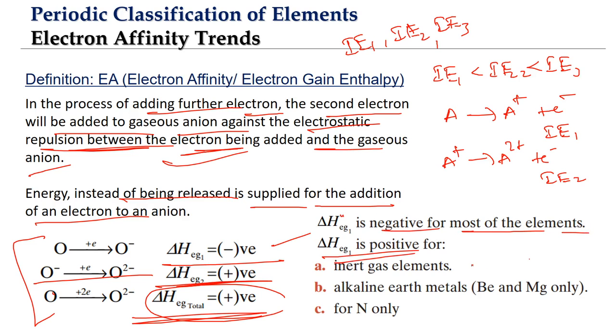What are the exceptions? Like we said, inert gases: already they have a stable arrangement, ns2 np6. We are trying to add an electron, which is going to disturb the stable arrangement. So instead of energy being released, we have to supply energy to disturb this. Similarly, alkaline earth metals, beryllium and magnesium, not all of them, since they already have this stable ns2 structure, a fully filled s subshell structure, where by adding one more electron we are disturbing it.